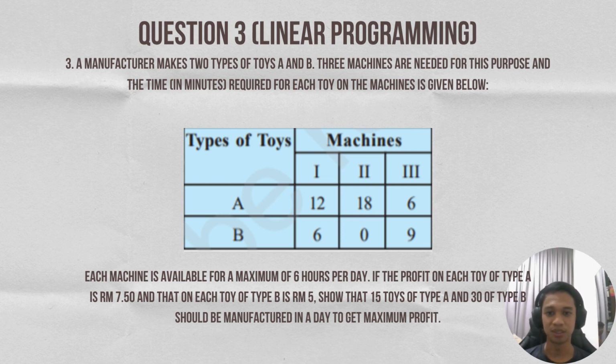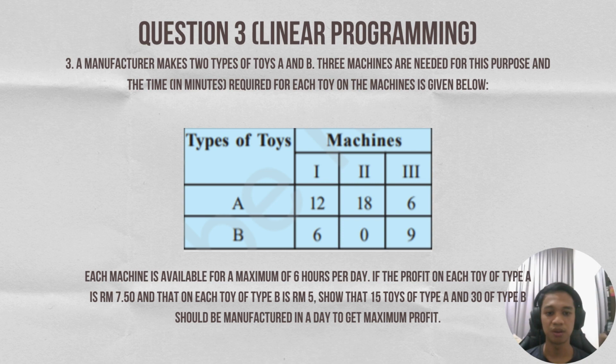Next is question number 3, and that is a topic about linear programming. So the question is, a manufacturer makes two types of toys, A and B. Three machines are needed for this purpose, and the time required for each toy on the machines is given below. Type of toys A and B. Machine 1: 12.6, machine 2: 18.0, and machine 3: 6.9. So each machine is available for a maximum of 6 hours per day.